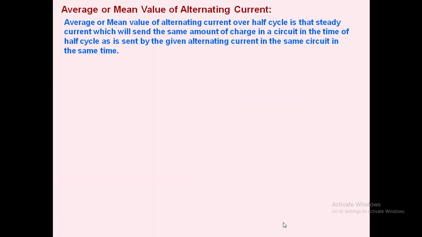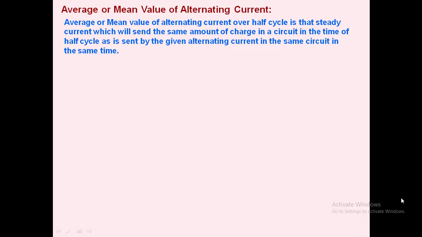Average or mean value of alternating current. Average or mean value of alternating current over a half cycle is that steady current which will send the same amount of charge in a circuit in the time of half cycle as is sent by the given alternating current in the same circuit in the same time. That means, in the definition, steady current means DC current, and alternating current means AC current.